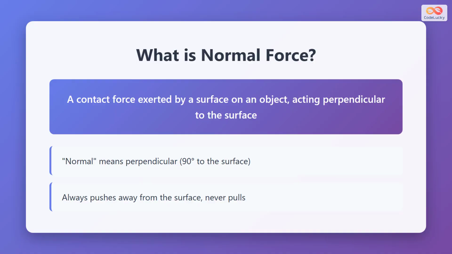Normal force is a contact force exerted by a surface on an object, and it always acts perpendicular to that surface. The word normal in physics means perpendicular or at 90 degrees to the surface. This is a crucial characteristic. Normal force always pushes away from the surface and never pulls toward it. This makes sense because a surface can only push an object away, not pull it in.